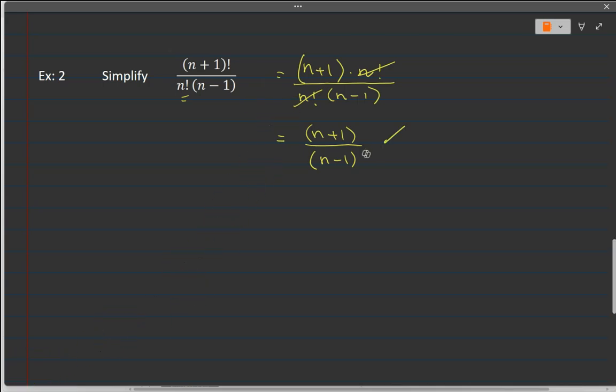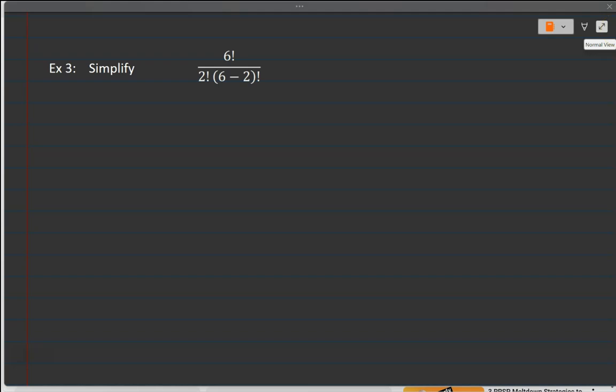All right, let's look at next question. So very simply, we're going to go through and we're going to break down the larger value, which is 6 factorial, which is larger than 2 factorial, and larger than 6 minus 2 factorial. Now notice that 6 minus 2 factorial, we have to do the bracket first. So that is 4. So that would be 4 factorial. So we're going to break down the 6 factorial to 6 times 5 times 4 factorial, and then divided by 2 factorial times 4 factorial.